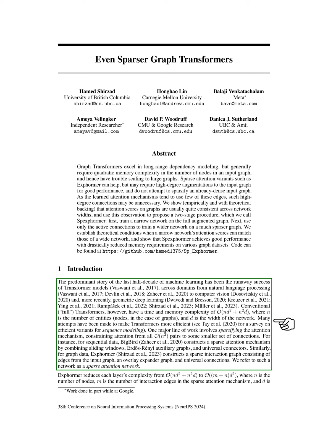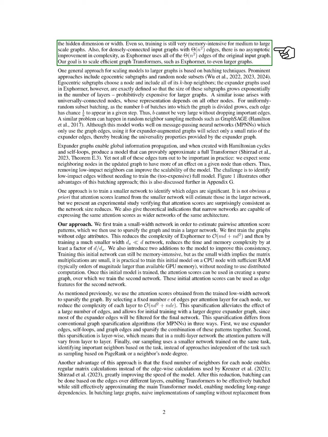For example, Big Bird uses a sparse attention mechanism for sequential data, while Spexphormer does the same for graph data by creating a sparse interaction graph. Spexphormer reduces the complexity of each layer significantly, but training remains memory-intensive, especially for larger graphs. We aim to enhance the scalability of efficient graph transformers like Spexphormer.